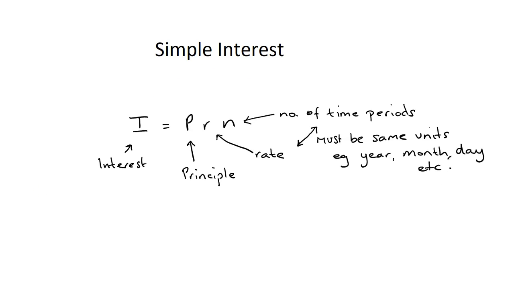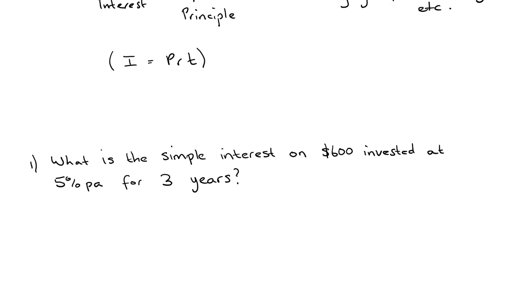Now just sometimes you will see the equation written as I equals PRT, and T for time periods is used instead of the number of time periods. So just be aware that the equation can be written like that. Let's do an example and see how this works in practice.